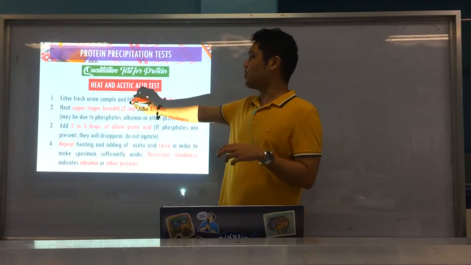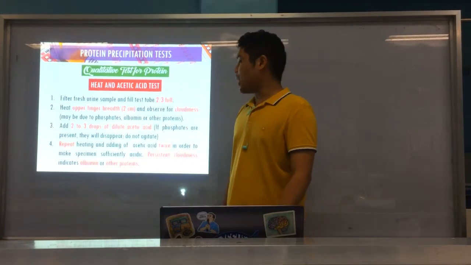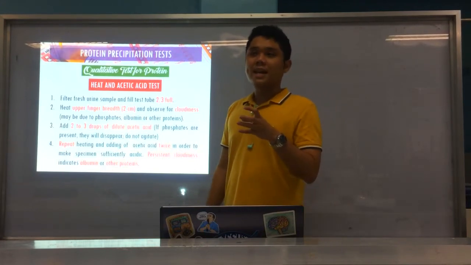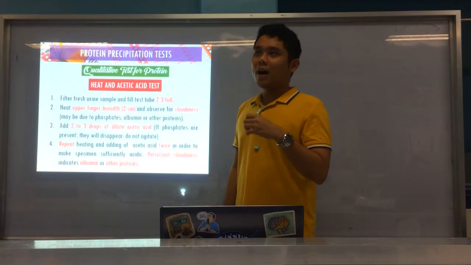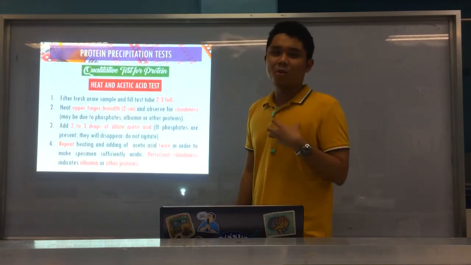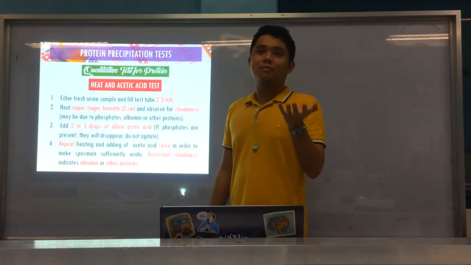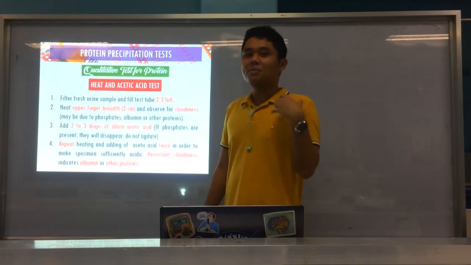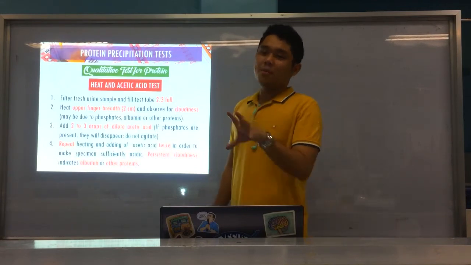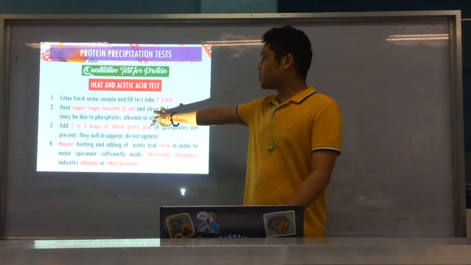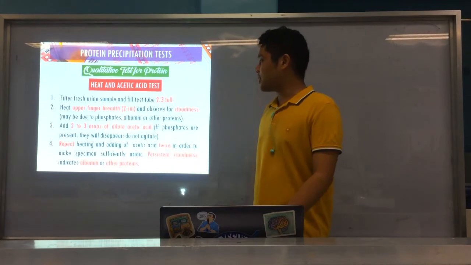So first, of course, we filter your urine sample and we fill the test tube 2/3 full. Why do we filter? Because again, the amorphous phosphates, amorphous urates, other chemicals or microscopic sediments and cells, might hinder our examination. So we filter the urine sample and fill the test tube 2/3 full.